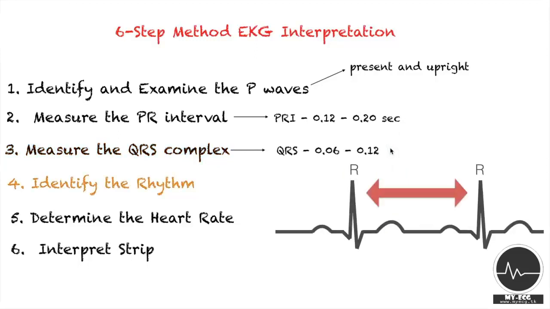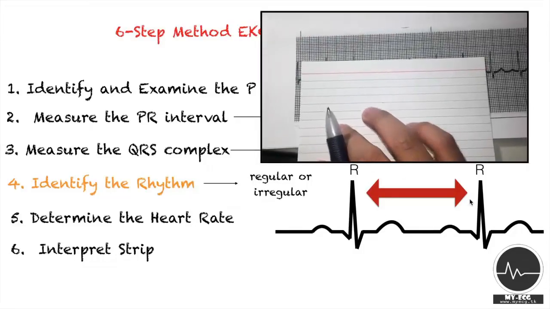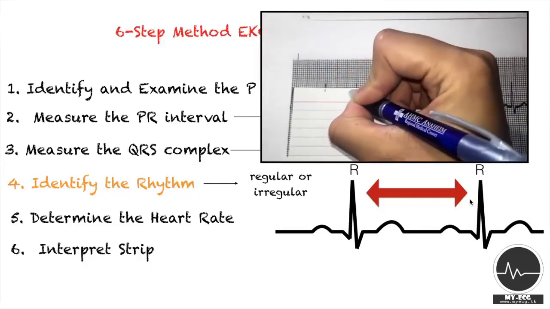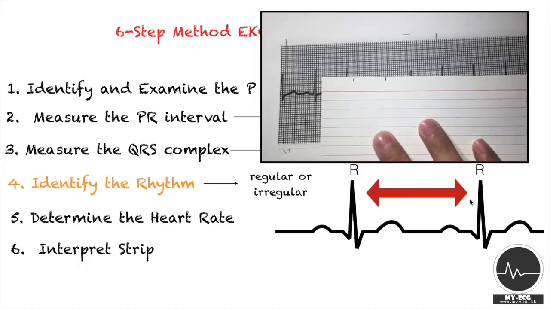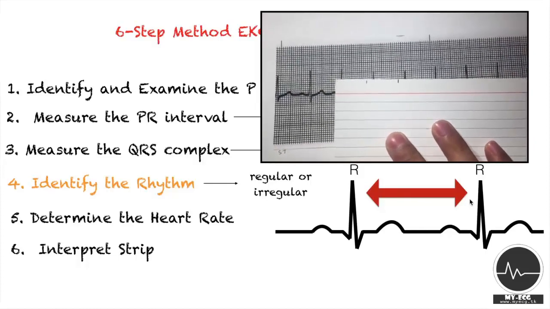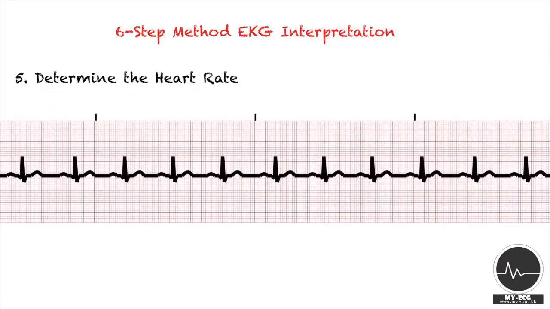Number 4 is we have to identify the rhythm of our strip. It could be regular or irregular. And the way we do this is we measure the distance between R's and R's. Some people use calipers to do this, but really all you need is an index card. Mark your R's and march them with the rest of the R's. If they have the same distance, then your rhythm is regular. Otherwise, they are irregular.